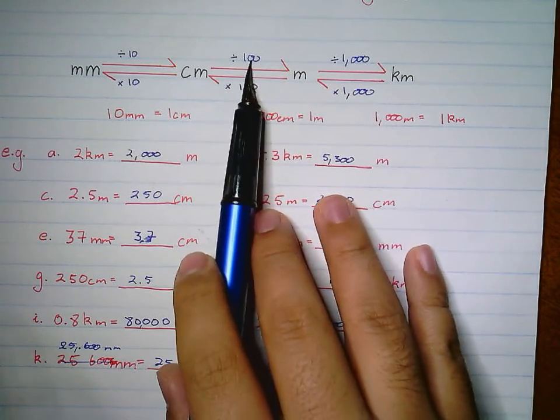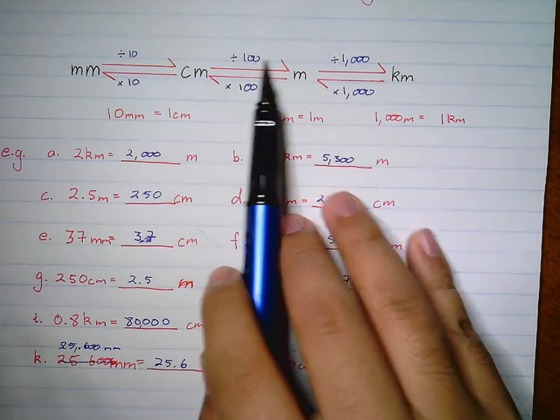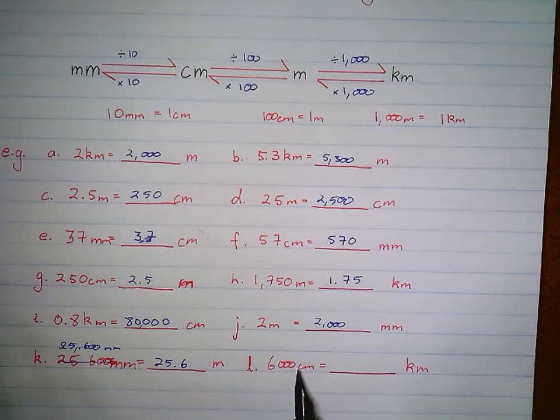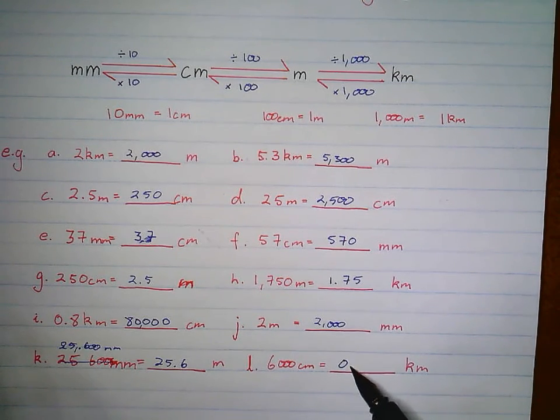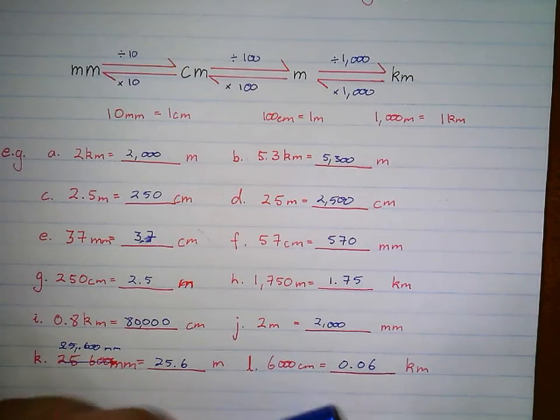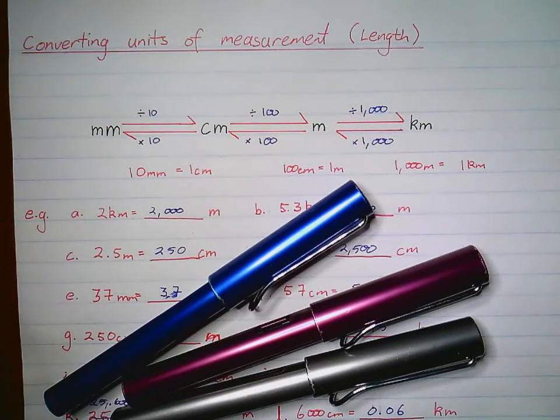And finally, going from centimeters to kilometers, dividing by 100, dividing by 1,000. So the number of decimal places we need to move is 1, 2, 3, 4, 5. 5 decimal places. So there should be a 0 in front of this. This gives us 0.06 kilometers. That concludes the video tutorial on converting units of measurement of length. Best of luck.